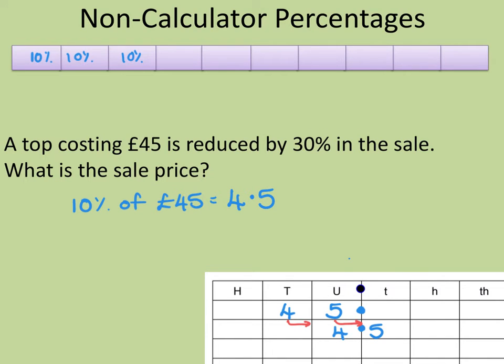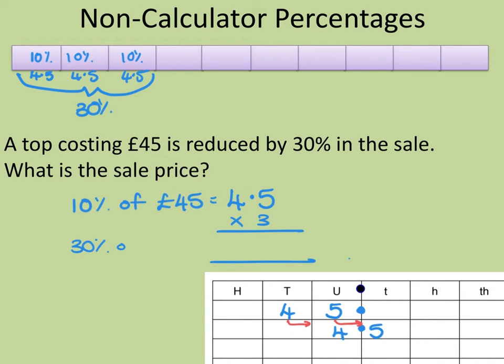Now it's saying that the price is reduced by 30%. 3 boxes would make 30%, and we've just worked out that each of those boxes is 4.5. So we have 3 boxes, each with a 4.5. So for 30%, we need to do 3 times 5 makes 15. 3 times 4 makes 12, add the 1 makes 13. Now, this is in money. £13 and how much? £13 and put a 0 on the end. £13.50. Now, be careful. That is not your sale price. That's how much we've got off.